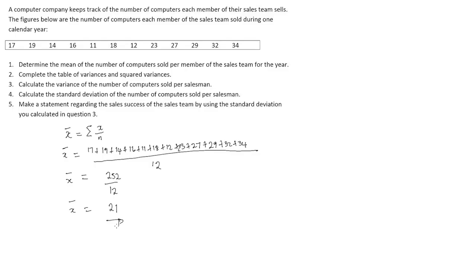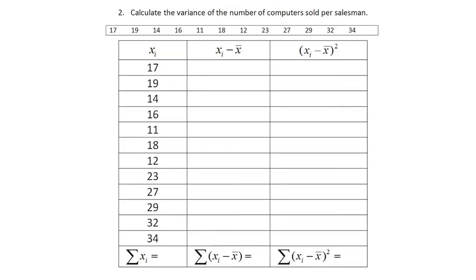And there we have the mean, and the first answer is solved. So now we look at the second question, which is we have to complete the table that we have here. In order to complete the table, let's just write down the mean once again, just to remind us that we have the mean of 21.